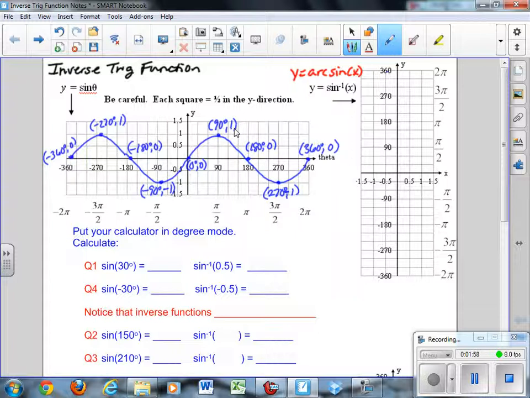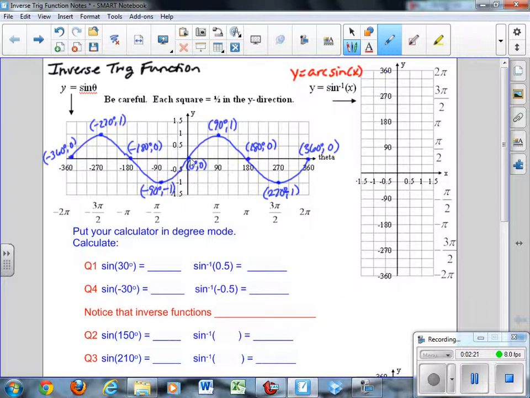What I want you to do is we're going to take every one of these key points on the sine graph and switch the coordinates. We're going to graph the inverse. We're going to graph it backwards. So instead of having all the angles on the x-axis and the trig values on the y-axis, we have all the trig values on the x-axis and the angles on the y-axis.